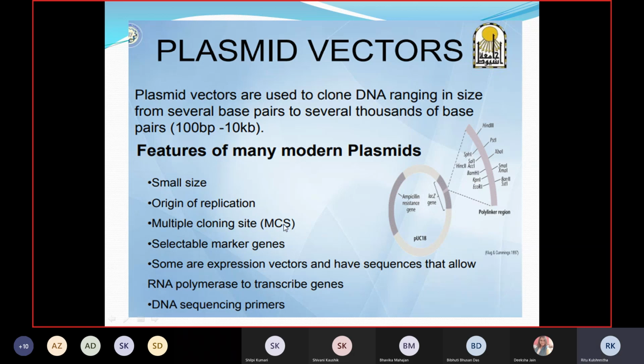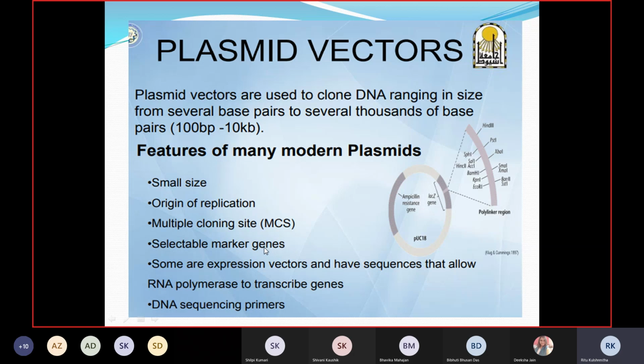But I would like to stress that MCS is not an essential feature of a plasmid vector, but yes, it is a feature which helps the final user in cloning multiple DNA fragments. Besides, plasmid vectors generally have selectable marker genes.